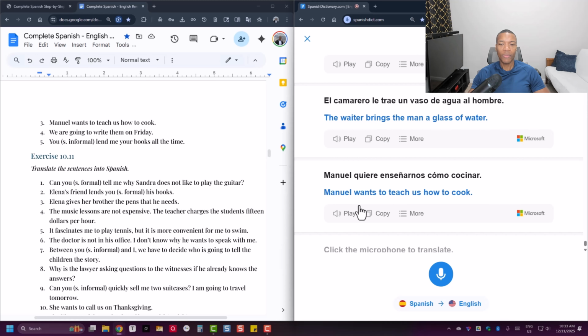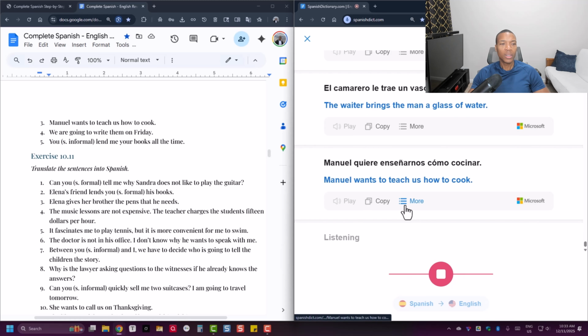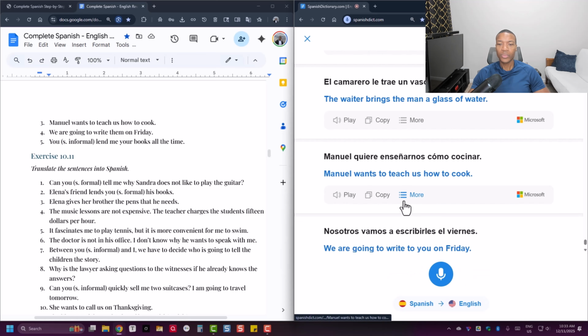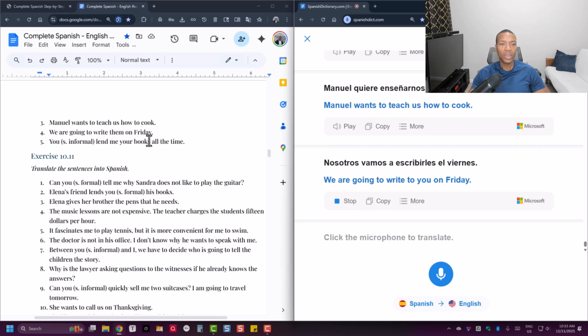We're going to write them on Friday. Nosotros vamos a escribirles el viernes. We are going to write to you on Friday. Write to them. Nosotros vamos a escribirles a ustedes el viernes.